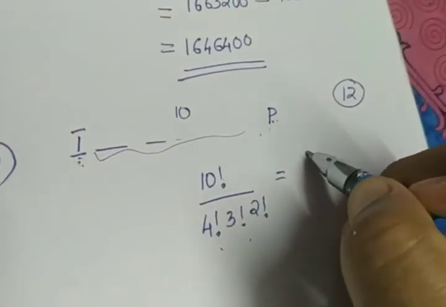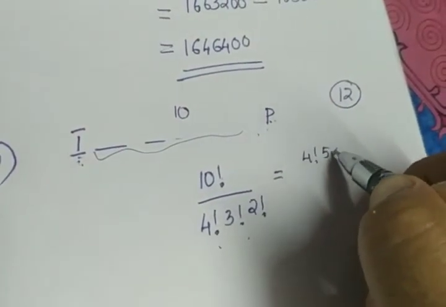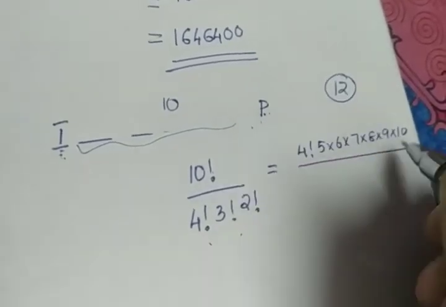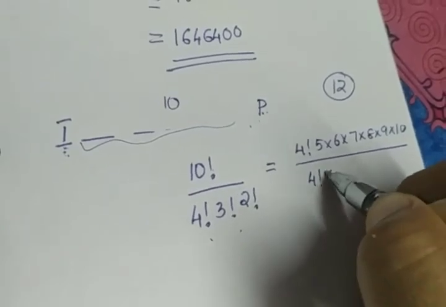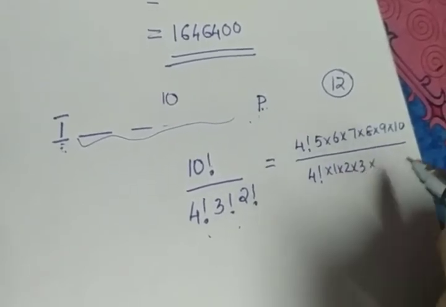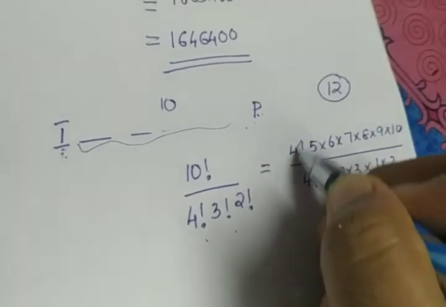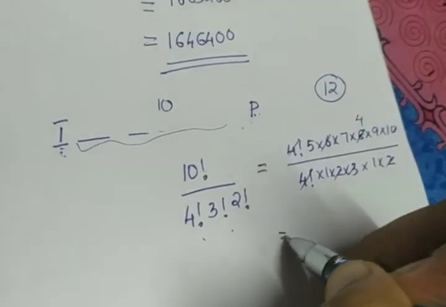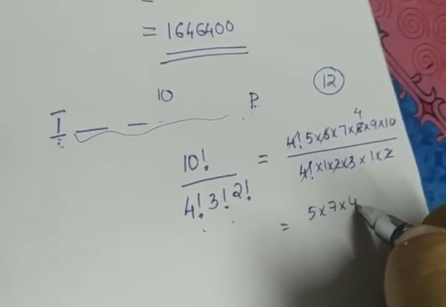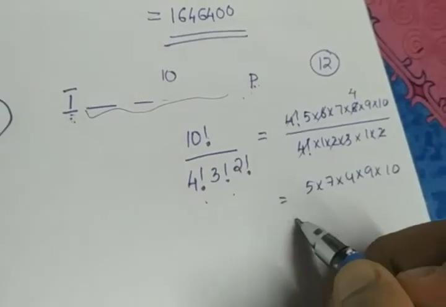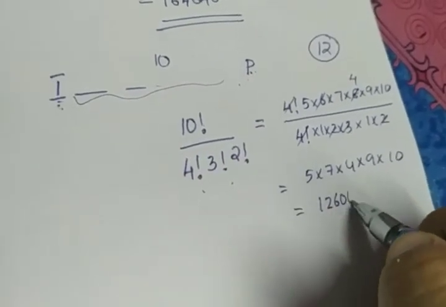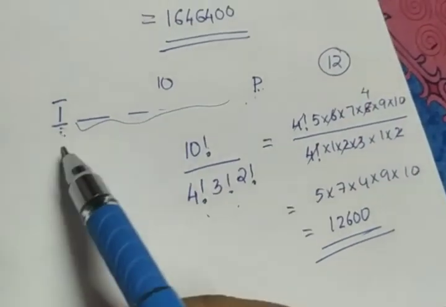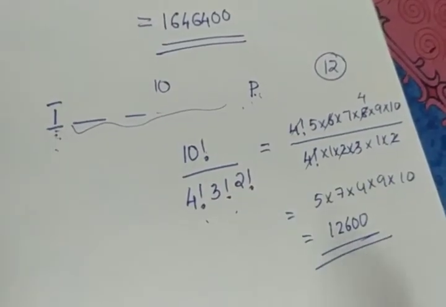So here if we simplify, 10 factorial can be written as 4 factorial into 5 into 6 into 7 into 8 into 9 into 10 divided by, again, 4 factorial into 3 factorial is 1 into 2 into 3. 2 factorial is 1 into 2, isn't it? So 4 factorial gets cancelled. 3 into 2 gives you 6. 4 into 2 gives you 8. So the answer will be 5 into 7 into 4 into 9 into 10. And the product will be 12,600. Okay, so the number of arrangements in which the word starts with I and ends with P is 12,600.